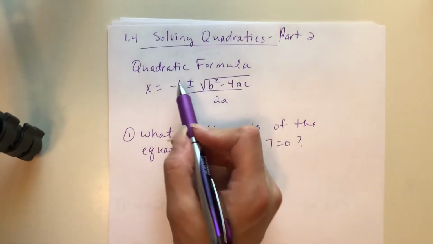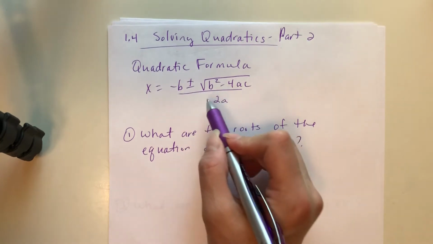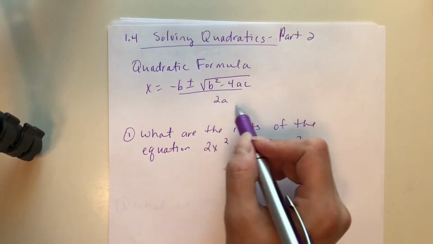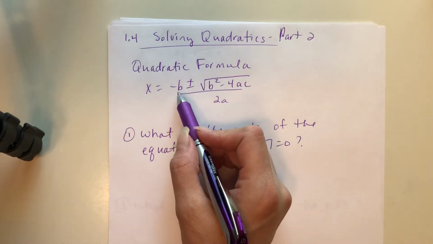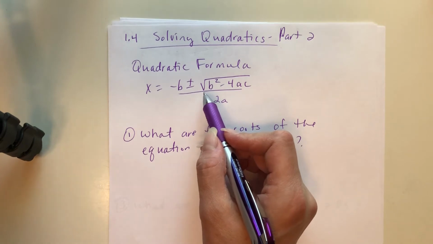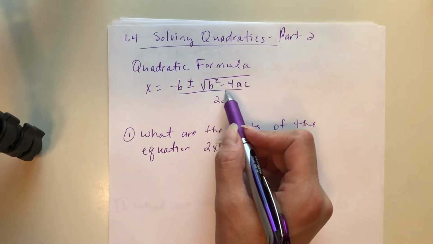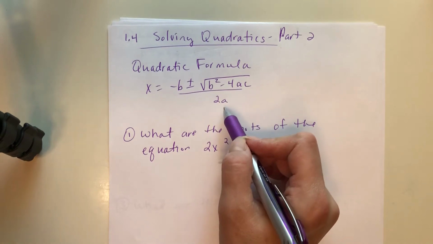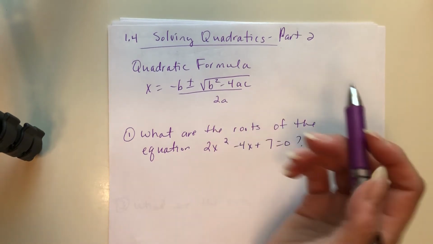The formula is negative b plus or minus square root b squared minus 4ac all over 2a. So to help you remember that, you can go negative b plus or minus square root b squared minus 4ac, b squared minus 4ac all over 2a, all over 2a.